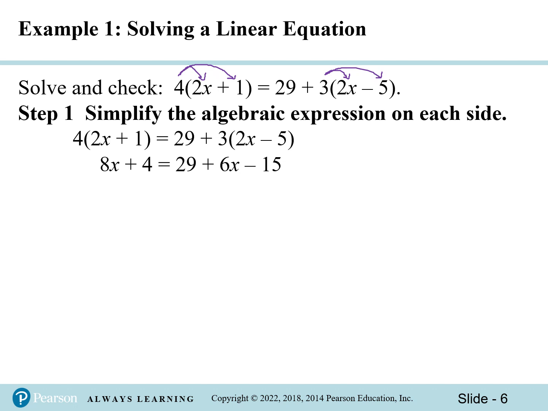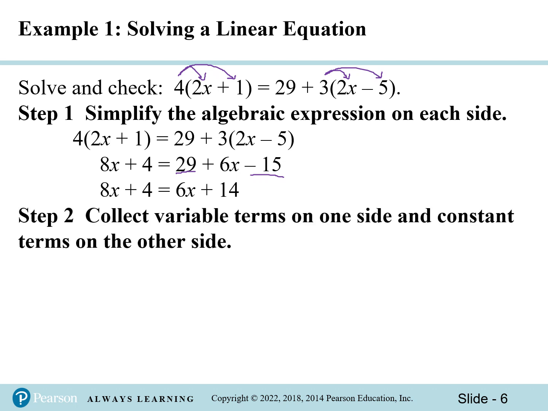So next step is to combine like terms, and the only place I have like terms is right here, the 29 and the negative 15. And when I do that, I'll get 8x plus 4 equals 6x plus 14, because 29 minus 15 is 14.